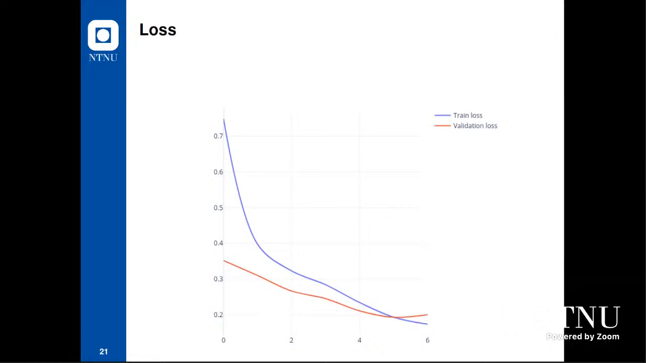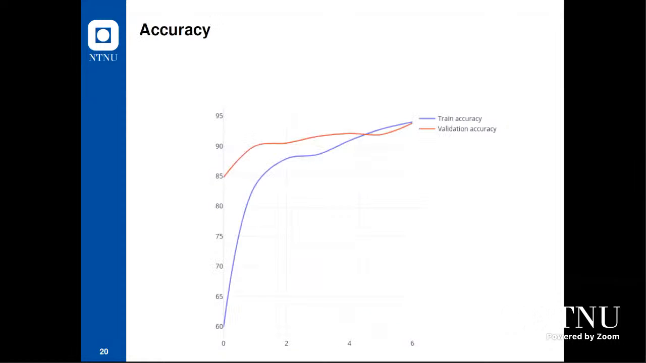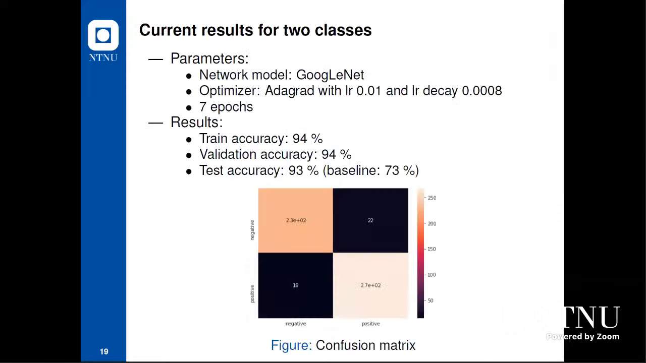I have made some attempts also in this case, and a patience of 0 is the one that works better actually. And as you can see, this is the two classes case always. The train accuracy increases quite steadily, and the same applies to the validation accuracy that gets to about 94%. It doesn't overfit a lot because the test accuracy indeed is 93%. It is not much lower than 94%.